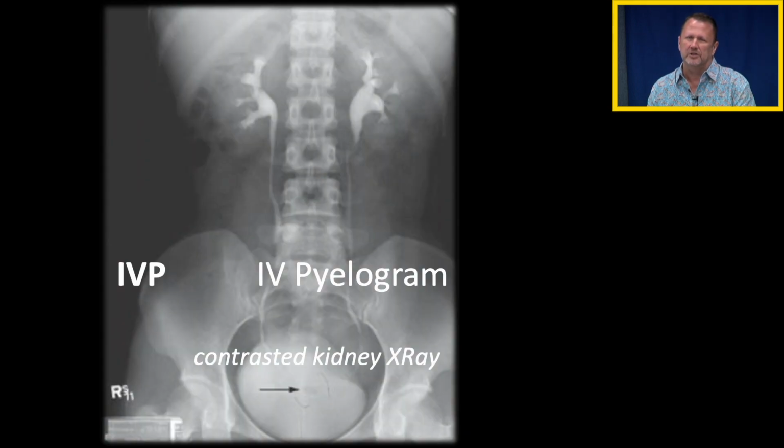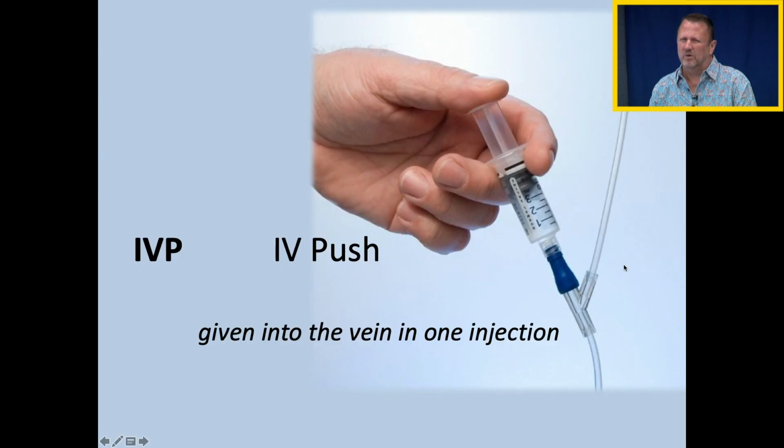Well, that's if you're on the floor. If you're in radiology, an IVP means an intravenous pyelogram, where they give the patient contrast so we can see their kidneys. We wouldn't be able to see their kidneys otherwise. So these are the kidneys, and these are the collecting systems. And here are the ureters draining into the bladder. That's what an IVP is, an IV pyelogram or an IV push.